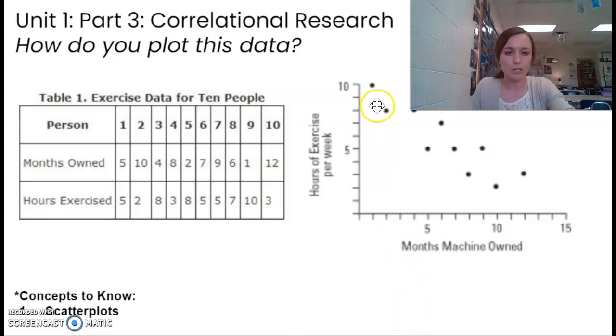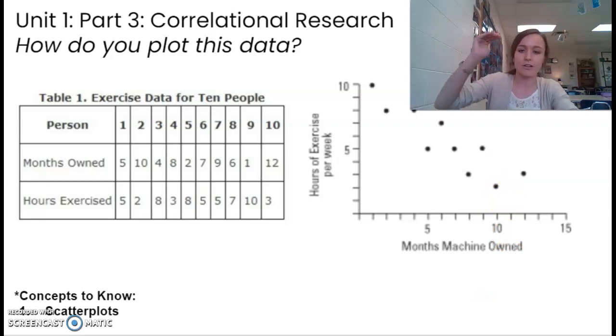If you move along, you'll notice that we've plotted one data point here: the fewer the months, the more they're exercising per week. And then as the months increase, we're noticing that the number of hours that they are exercising is decreasing. So this is a relationship, but as we move left to right, the values on the vertical axis, the hours of exercise, are growing smaller over time. And so it appears that the person is exercising less the longer they're owning their machine.